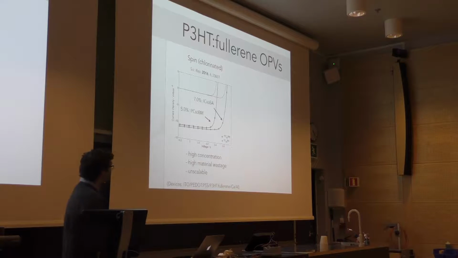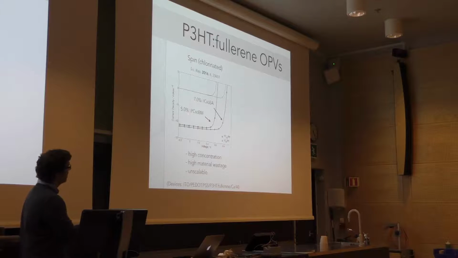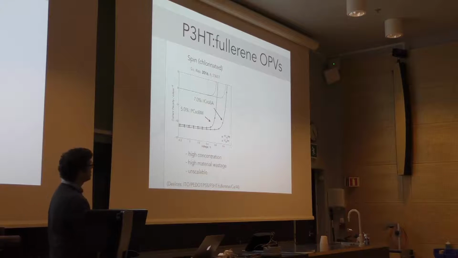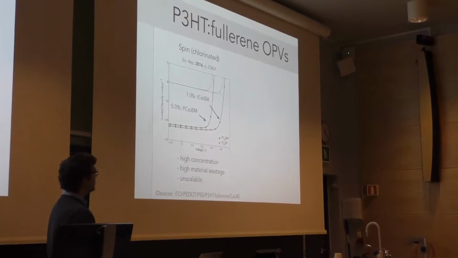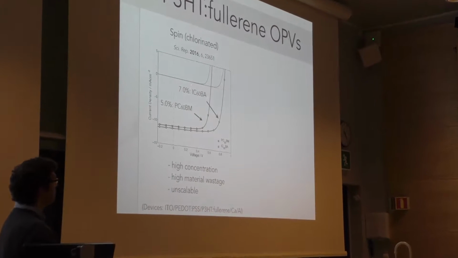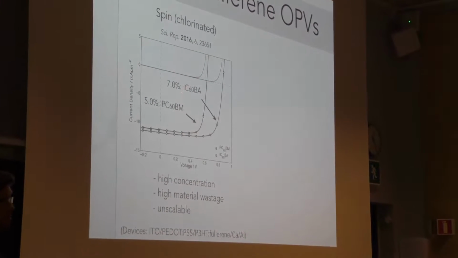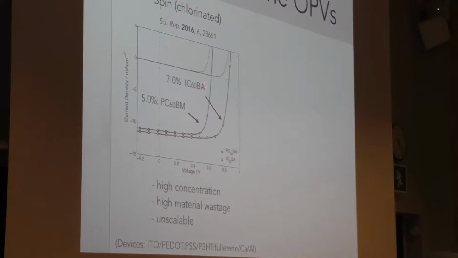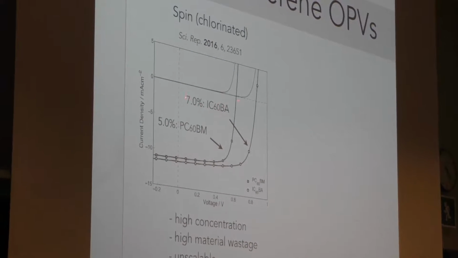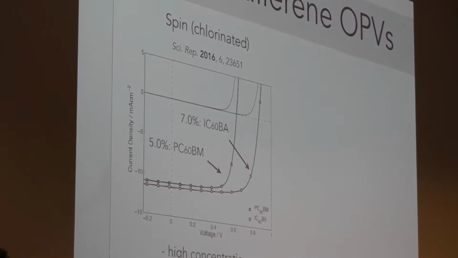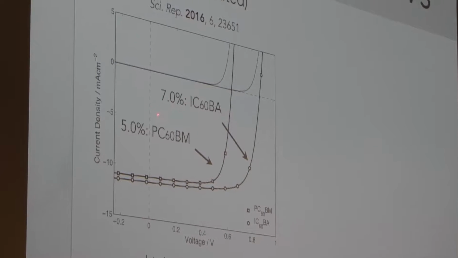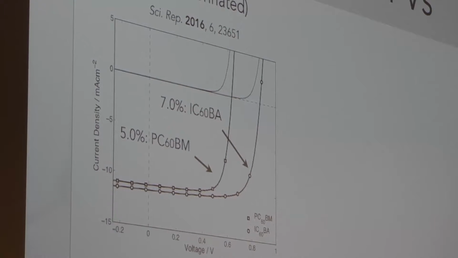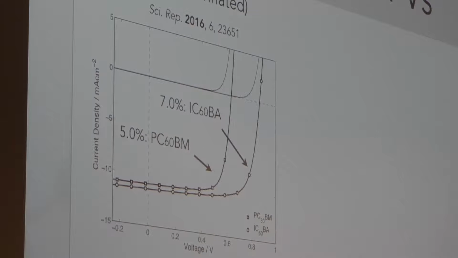If we take this forward a little bit and we change our acceptor material from the standard PC60BM fullerene acceptor, and we use a slightly better, more modern fullerene acceptor, ICBA, which has a higher LUMO. It gives us a higher open circuit voltage, and we were able to get some peak efficiencies of 7% with ICBA with this high weight P3HT.